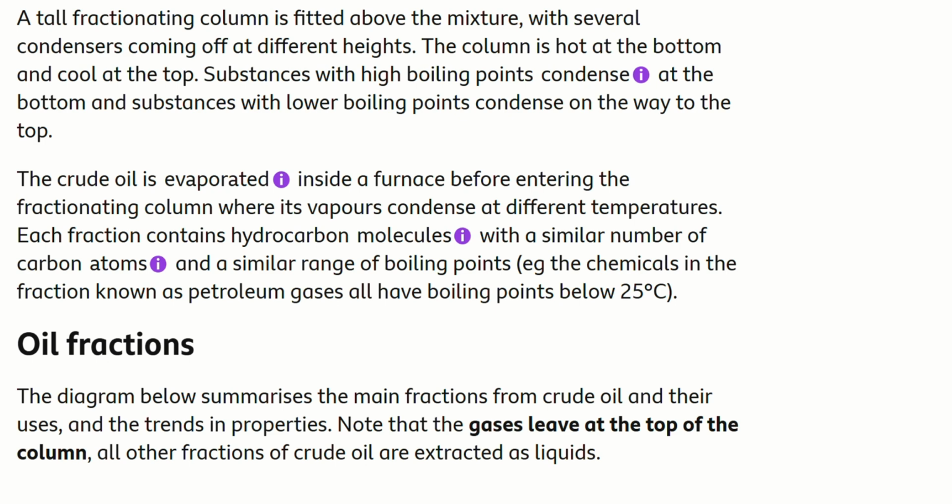Now, the crude oil is evaporated inside a furnace before entering the fractionating column where it vaporizes and it condenses at different temperatures. So each fraction containing hydrocarbon molecules with similar number of carbon atoms and a similar range of boiling points will be kind of evaporated in the same form.